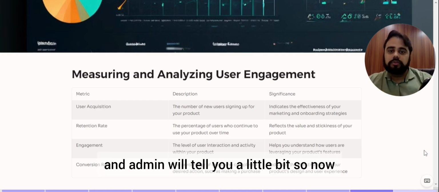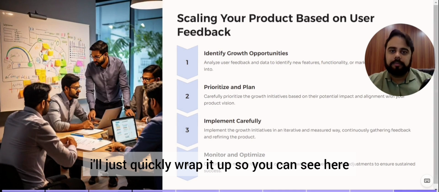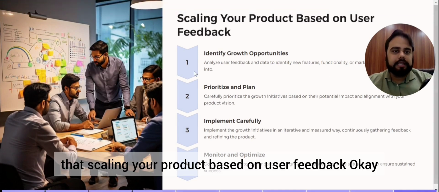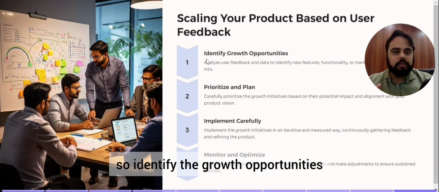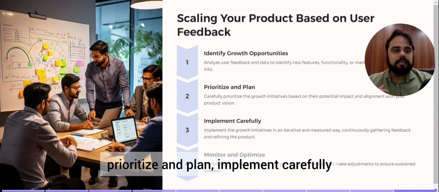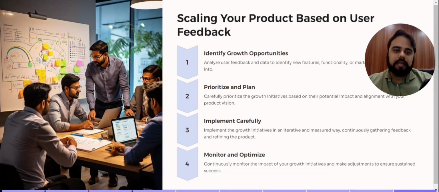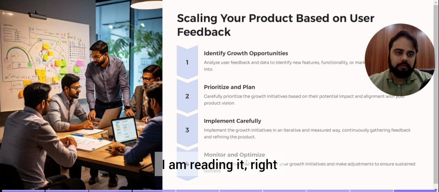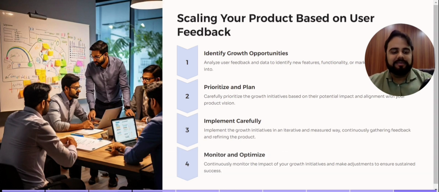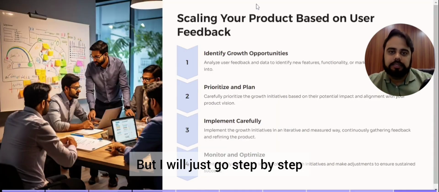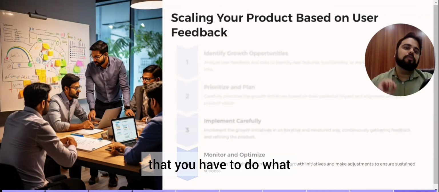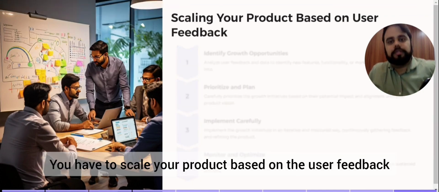Okay, so now I'll just quickly wrap it up. So you can see here, scaling your product based on user feedback. Okay, so: identify the growth opportunities, prioritize and plan, implement carefully, monitor and optimize. I'm just reading it, but I'll go step by step. So first thing is that you have to do what? You have to scale your product based on the user feedback.